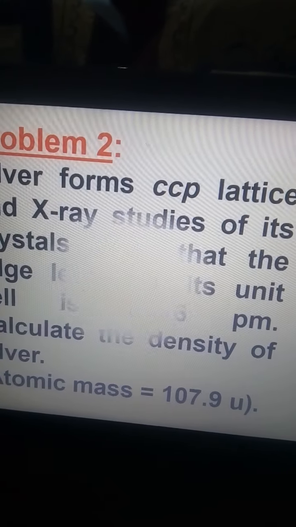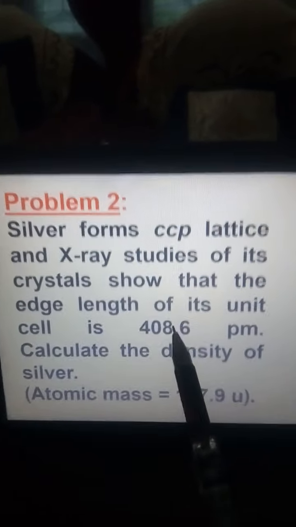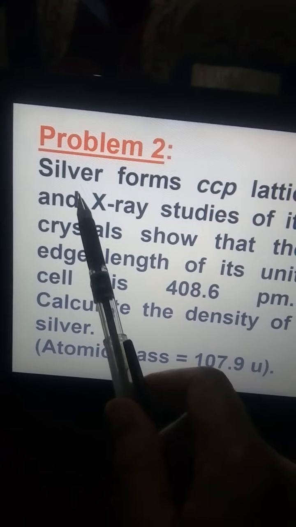Dear students, we will discuss here a few more problems regarding density, number of particles per unit cell, edge length, etc. of a cubic lattice. So now you see here the problems and their solutions. Problem number 2, here you see the problem first.